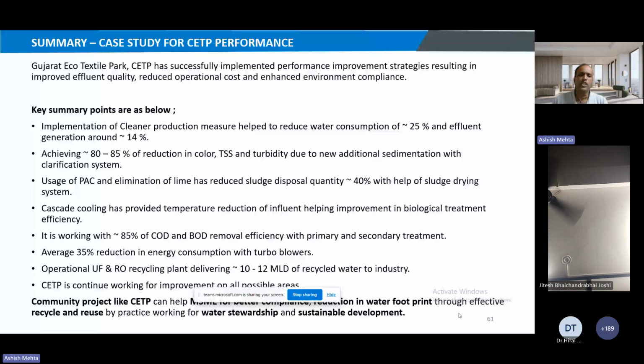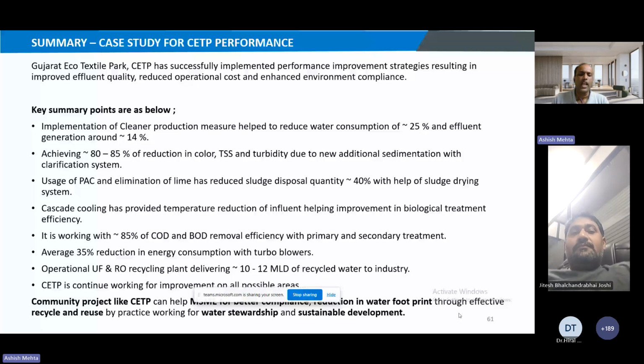So here we could achieve 80 to 85% color and TSS reduction, 40% COD and BOD reduction with the help of this new chemical approach, 35% reduction in energy consumption with turbo blowers, around 85% COD and BOD removal in primary and secondary treatment, and most importantly, a ZLD system of around 12 MLD, which is recycled to industries. Every day we are averagely supplying 10,000 kiloliters of recycled treated water to the textile member industries, which is helping a lot in reducing water footprint load by the approach of recycle and reuse. It is the approach of practicing and working of water stewardship and sustainable development.